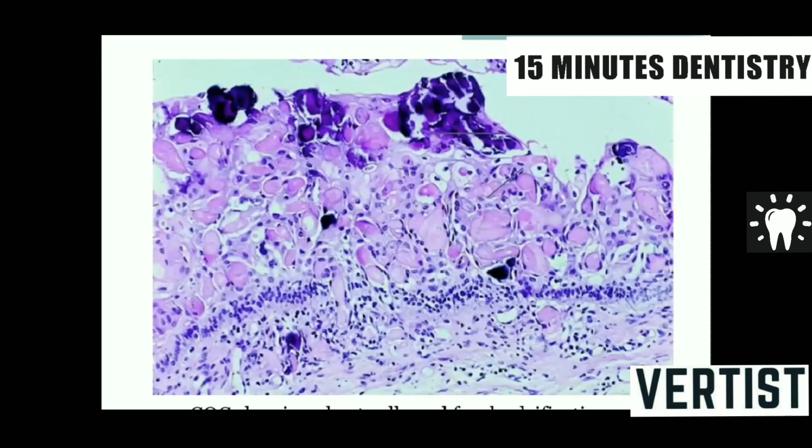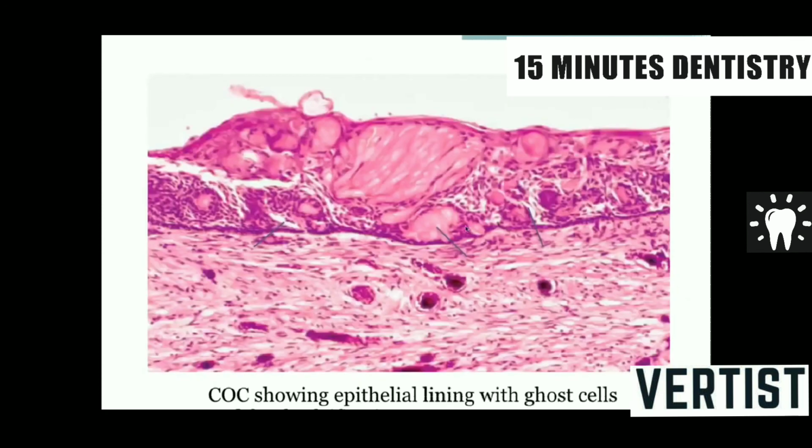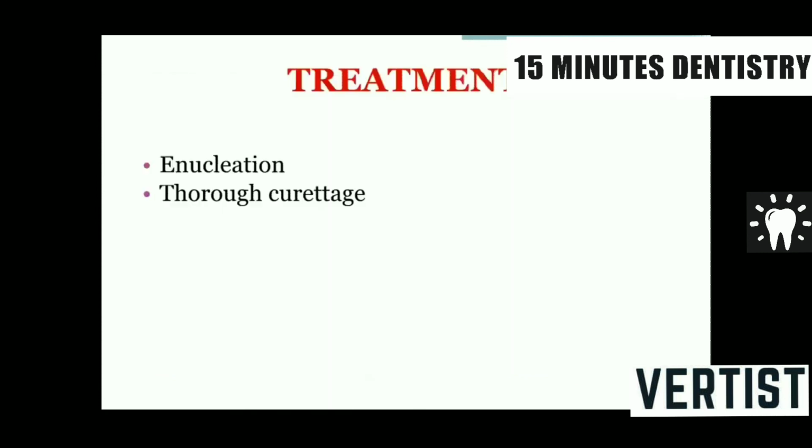So this is the cystic epithelium. Basal cells are columnar, look like ameloblasts. The surface cells look like stellate reticulum, and then there are ghost cells. So these ghost cells are the diagnostic feature of COC. And some of the ghost cells are undergoing calcification, dystrophic calcifications. So treatment is enucleation and curettage.